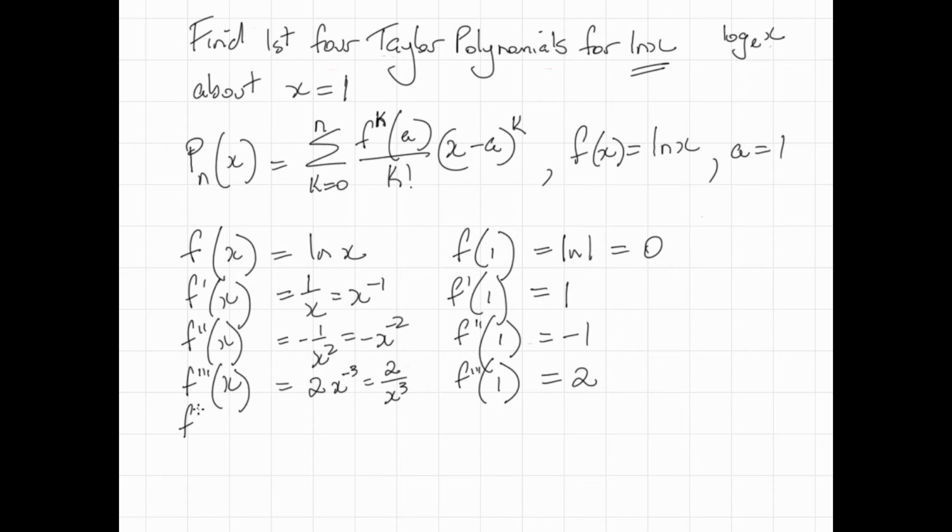And our fourth derivative will be equal to negative 6 x to the minus 4, which is equal to negative 6 over x to the power of 4. So the fourth derivative with 1 in there will be equal to negative 6 over 1, which is negative 6.